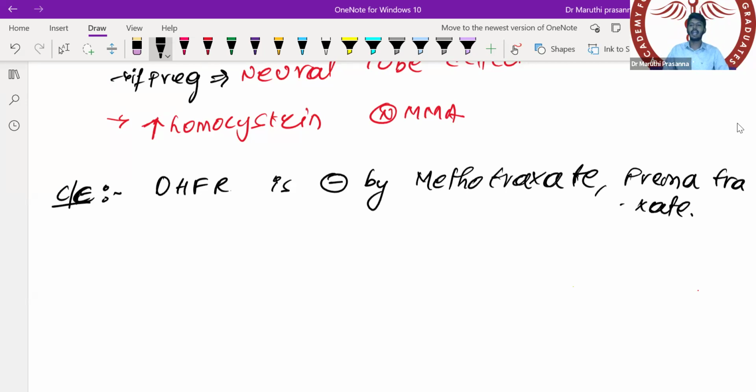Both of them can inhibit the dihydrofolate reductase. Okay, suppose there is a methotrexate overdose. If there is an overdose caused by methotrexate, what is the treatment? Will you give folic acid, or will you give something alternative? You are going to give something alternative.